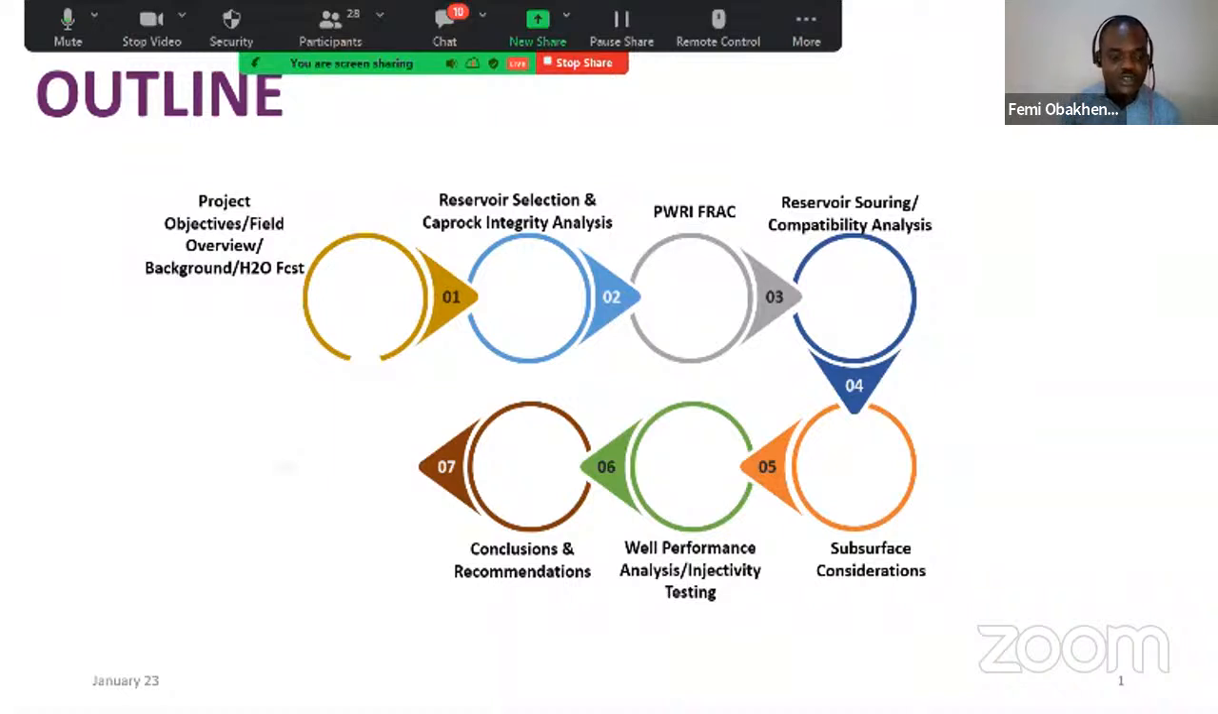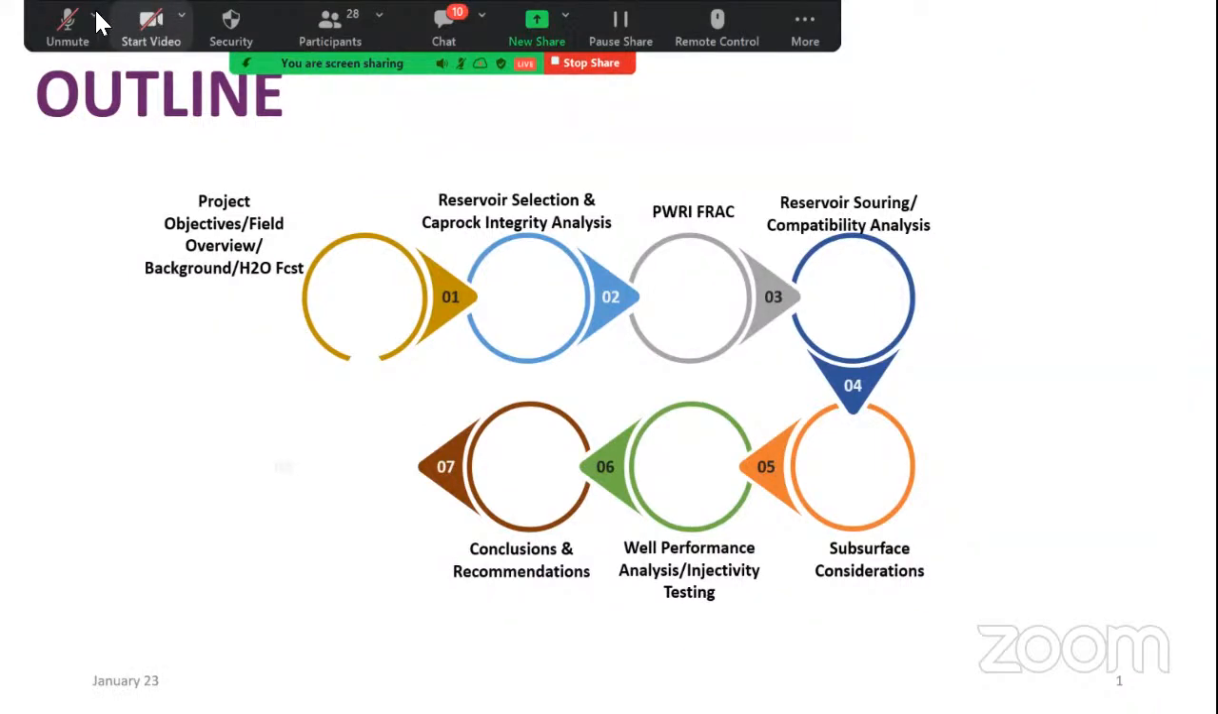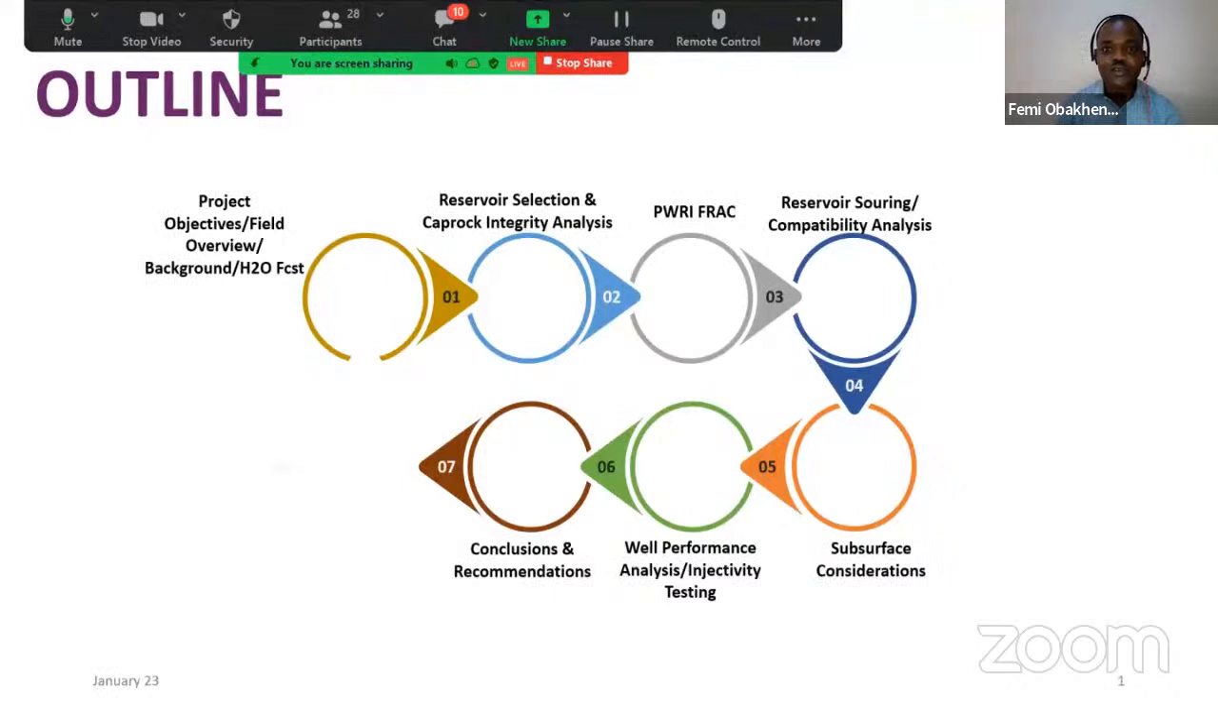But in this presentation, I'm going to be presenting... So this is the outline that the presentation is going to be going through. I'm going to first of all be sharing the objective of the project and then the subsurface considerations for a robust produced water design, right from reservoir selection to the modeling, as well as the performance analysis.